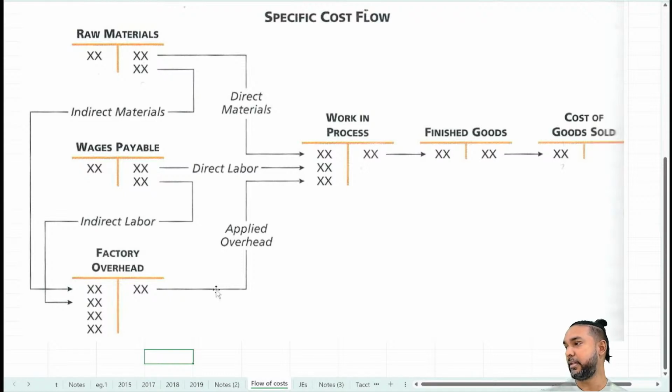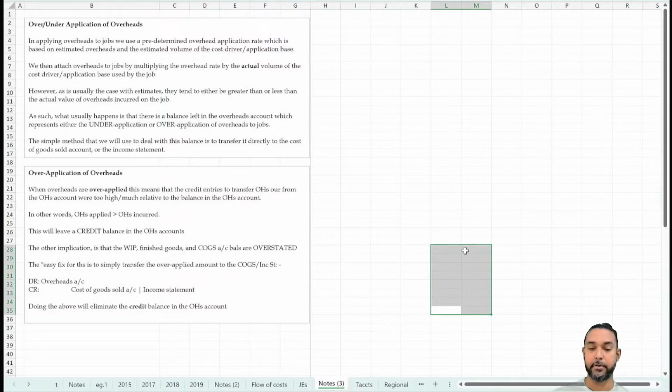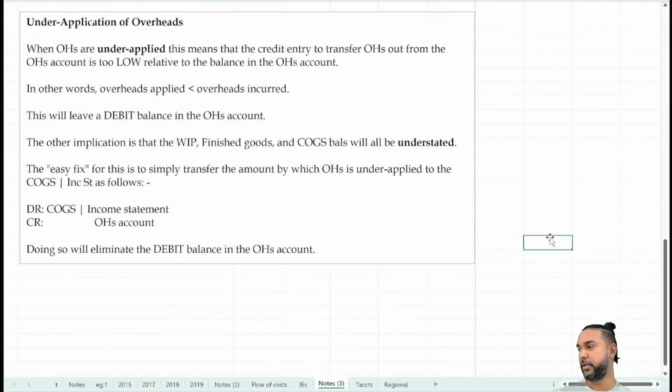All right. So we're almost at the end of class. What I'm going to do is go on to another page. So notes part 3. I'm going to send this one in the chat.